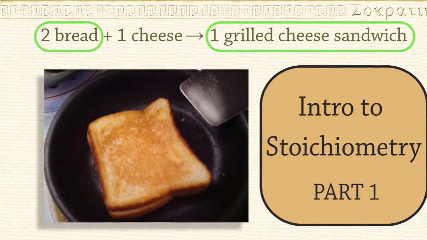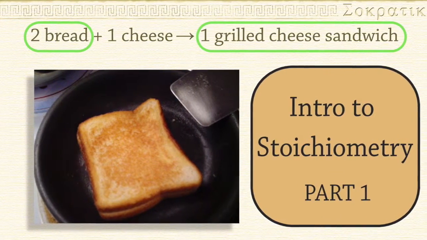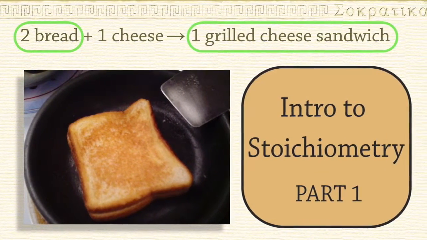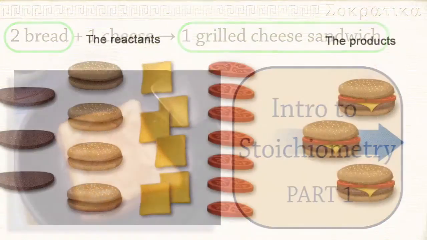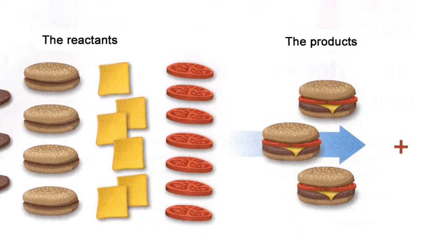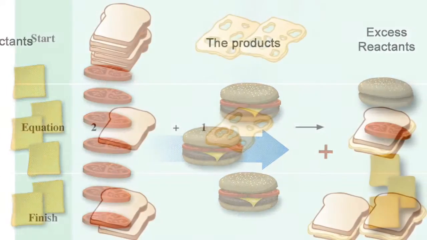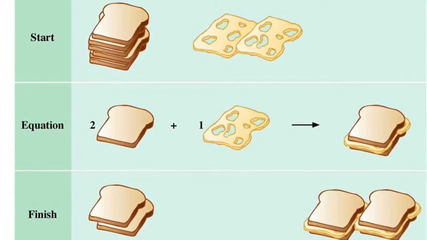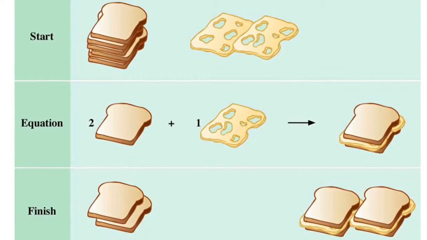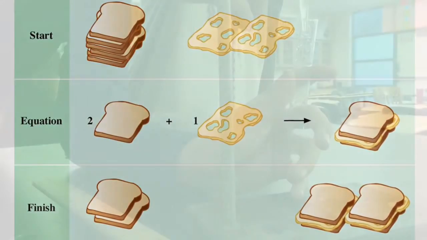A quick example of stoichiometry would be a recipe that requires 2 breads and 1 slice of cheese to produce 1 sandwich. If you are given 6 slices of bread and 4 slices of cheese, the bread would be the limiting reactant because the bread would run out first before the cheese, according to the recipe. You would only be able to produce 3 sandwiches with 1 slice of cheese left over.